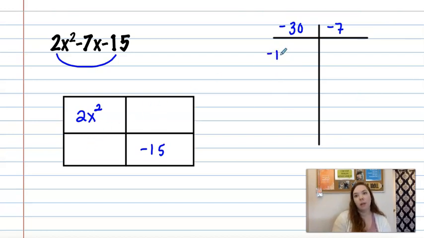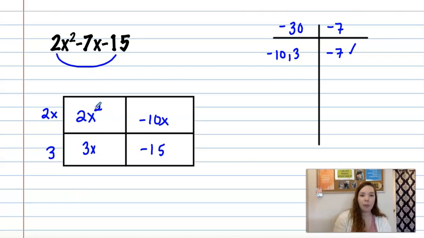So 10 and 3 come to mind. If my 10 is negative, my 3 is positive, that will work. So I'm going to put negative 10x and positive 3x here. So for this row, my greatest common factor is 2x. For this row, my greatest common factor is 3. For this column, I just need an x. And for this column, I need negative 5 to make it work. 2x times negative 5 and 3 times negative 5. Okay, so my final answer is 2x plus 3 times x minus 5.